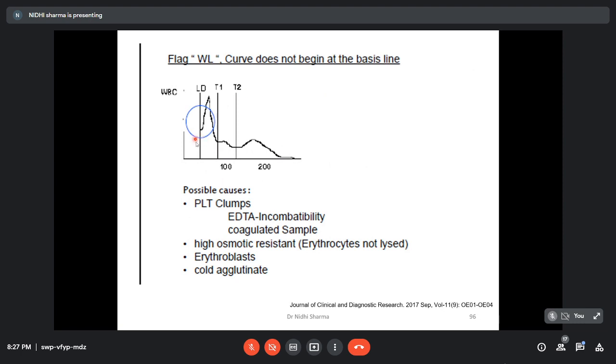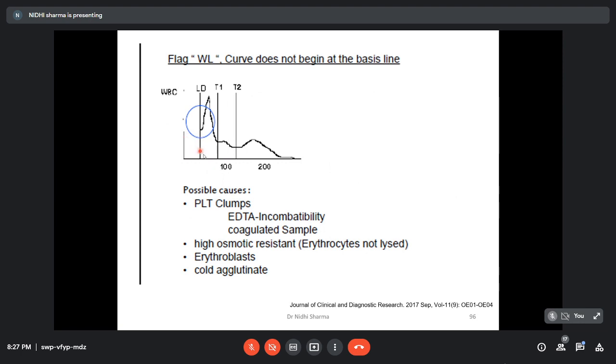So if the lower discriminator has failed to touch, that means you're getting some larger platelets which are trying to merge in here, or your RBCs have failed to lyse, and there are lyse-resistant RBCs that are smaller in size and trying to come here.